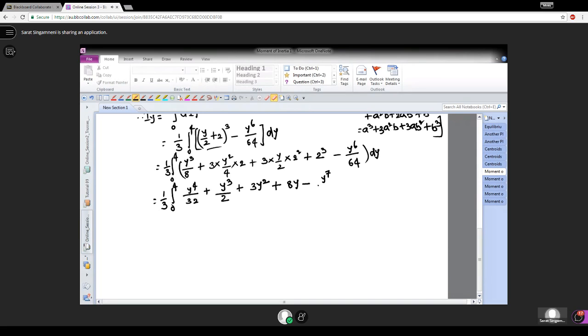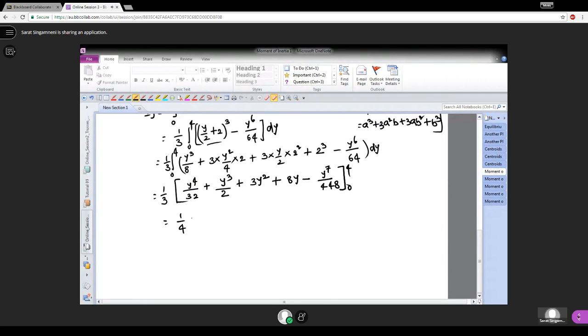So y to the power 7 divided by 7 times 64 is 448. The integral is already done, between limits 0 and 4. Substitute y equal to 4: 1 over 3 times (4 to the power 4 over 32, plus 4 cubed over 2, plus 3 times 4 squared, plus 8 times 4, minus 4 to the power 7 divided by 448). Therefore, Iy is equal to 27.8.